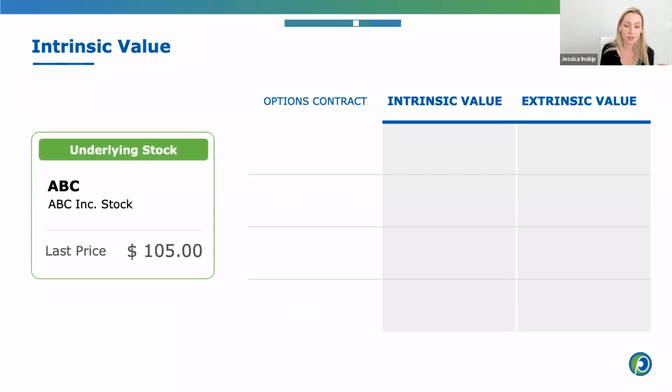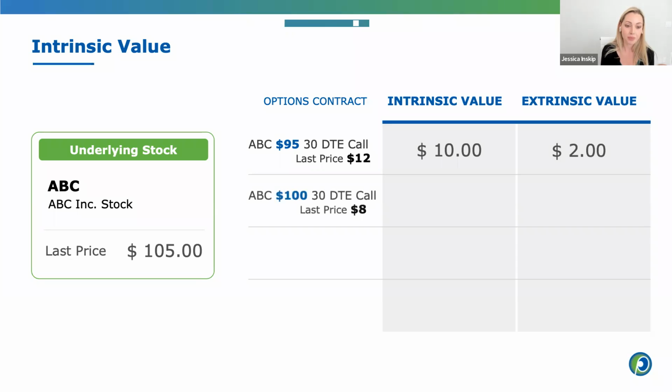All right, so ABC stock again, this time it's up $2. We're at $105 per share. And we'll go through a couple of different prices. So we'll look at a $95 strike, 30 days till expiration call, with a last price of 12. Remember, this contains the right to buy 100 shares at $95 per share. Therefore, the intrinsic value has to be $10, and then the extrinsic is going to be the excess $2.